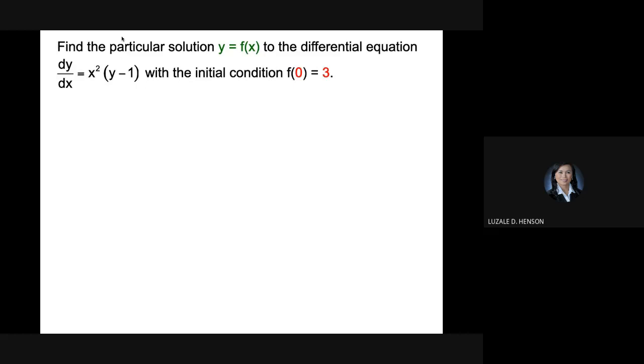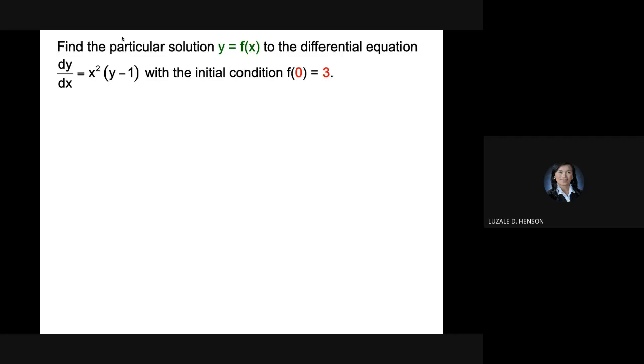Kaya lang, wala akong arrow. Find the particular solution of y equals f of x to the differential equation dy over dx equals x squared y minus 1 with the initial condition. So we're given an initial condition. That's why pagdating dun sa dulo, when you integrate it, meron kang plus c. Kaya isosolve mo yung c.